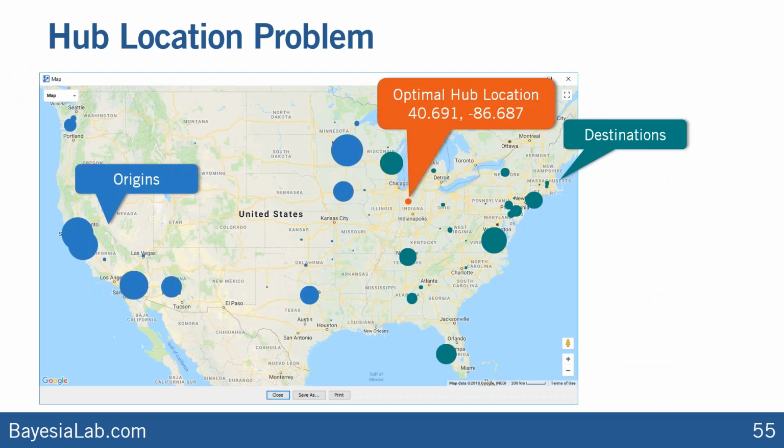Latitude 40.691, longitude minus 86.687. That happens to be right outside Lafayette, Indiana, roughly in the middle between Chicago and Indianapolis. And so this would optimize our hub location problem. And looking at this, it seems quite plausible.